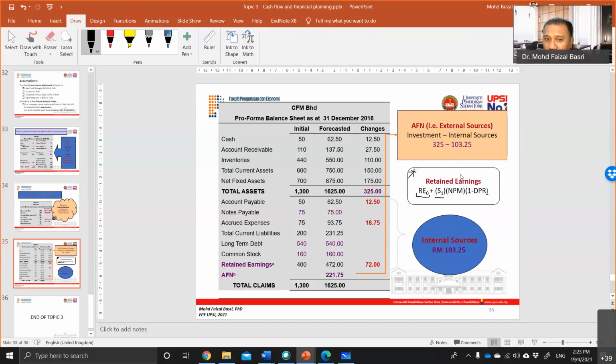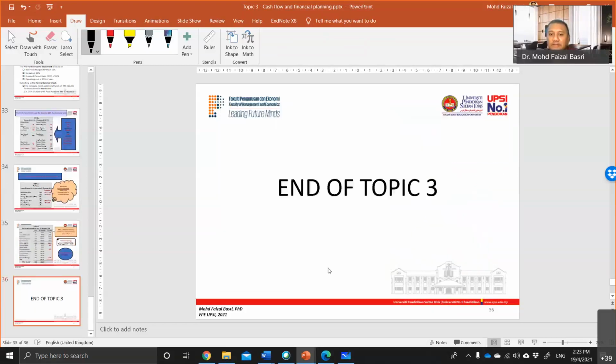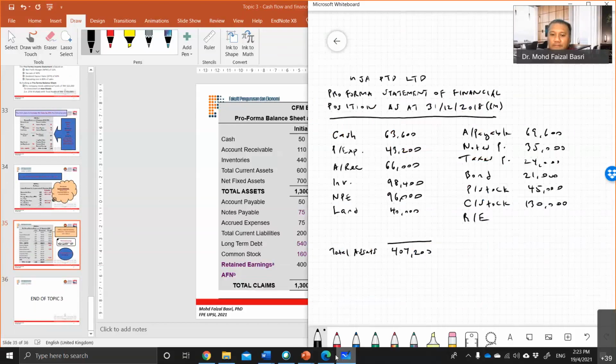And then we have two ratios. Remember in our previous topics, we have financial ratios, right? So we have NPM, which is net profit margin, and we also have dividend payout ratio, DPR. So we need these four pieces of information in order to get our new retained earnings. And this new retained earning, we will put in our forecasted pro forma.